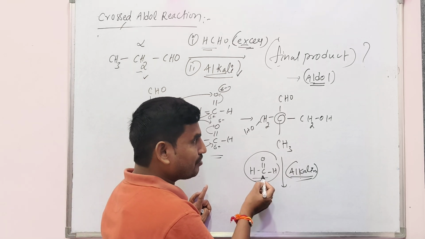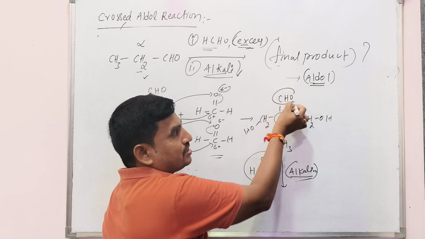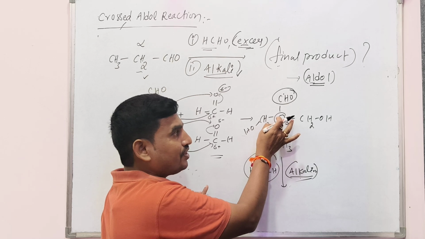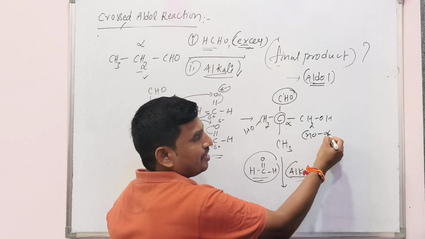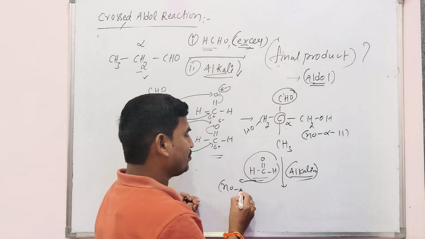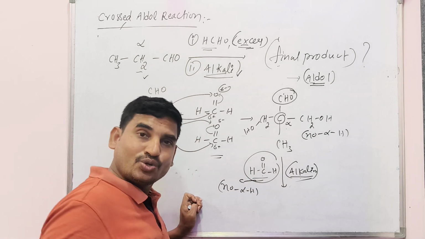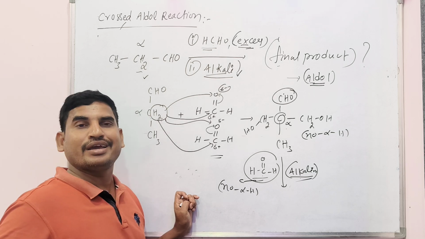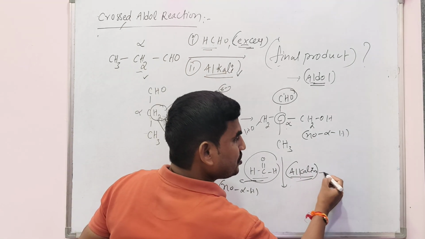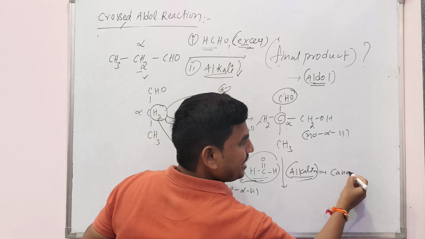So alkali and formaldehyde. It is an aldehyde group, and its alpha carbon has no alpha hydrogen. It has no alpha hydrogens, and formaldehyde also has no alpha hydrogens, right? So two aldehydes, both different aldehydes, with no alpha hydrogen in the presence of alkaline medium. So which reaction can you go for? Cannizzaro.